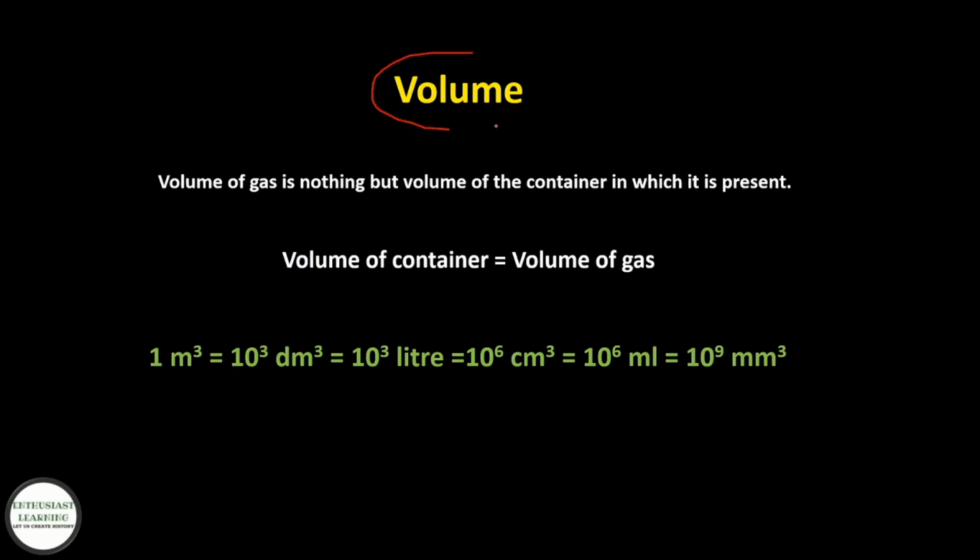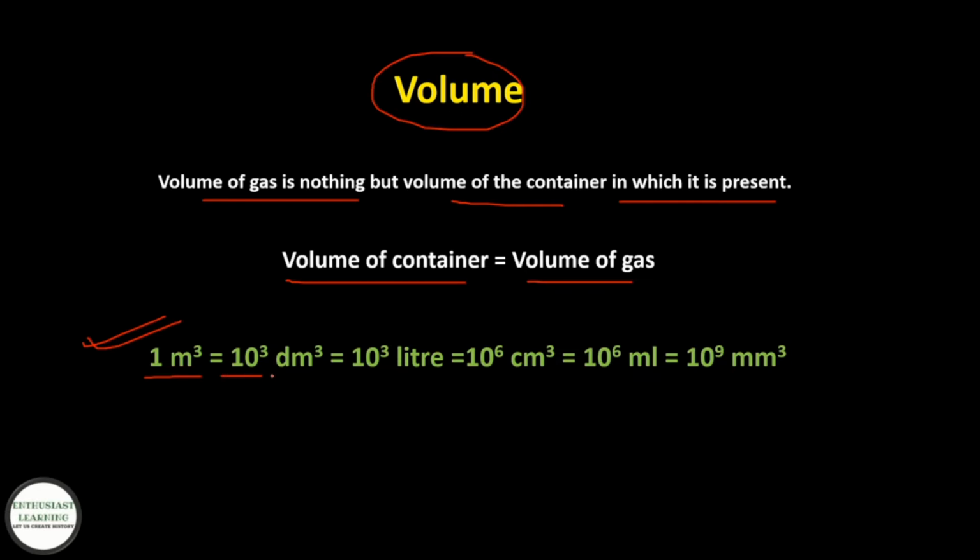Now we'll talk about volume. Volume of a gas is nothing but the volume of the container in which it is present. That means volume of container is equal to volume of gas. Now interconversions. 1 meter cube is equal to 10 raised to power 3 decimeter cube, 10 raised to power 3 liter, 10 raised to power 6 centimeter cube, and 10 raised to power 6 milliliter, which is equal to 10 raised to power 9 millimeter cube.